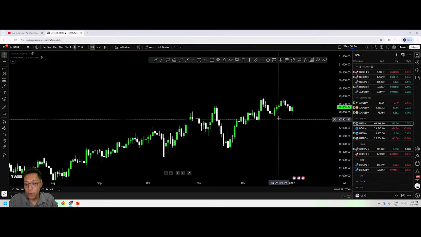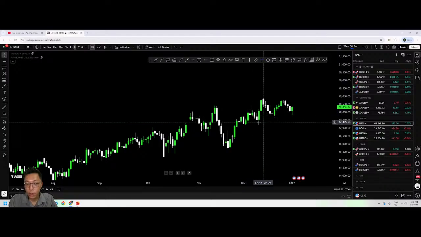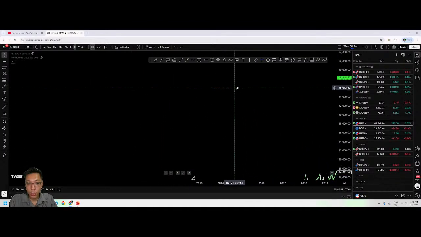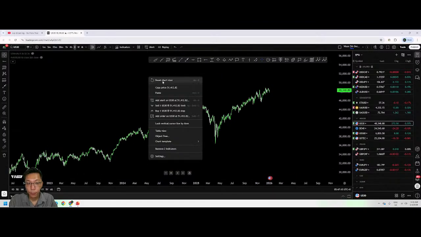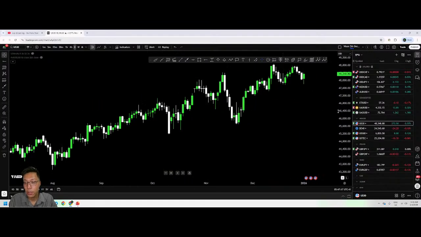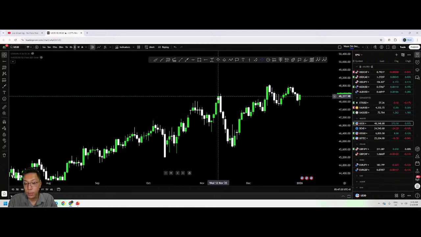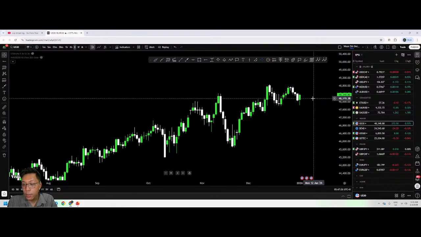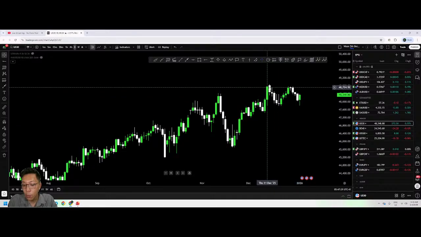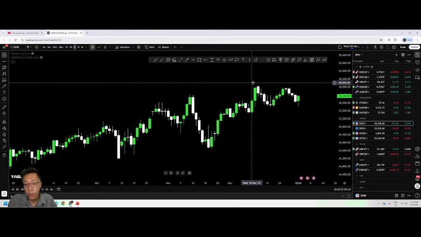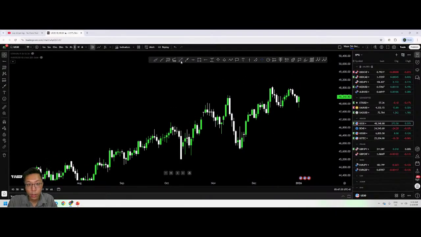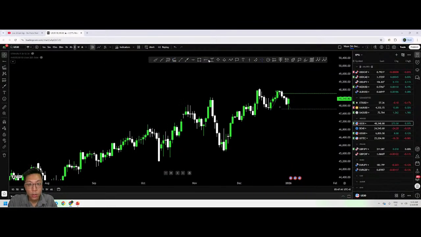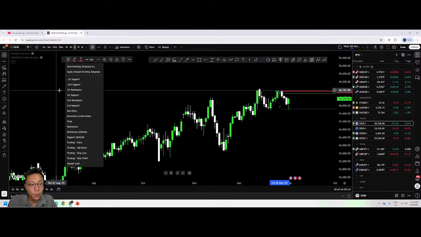So for indices, let me take a look. US 30. It hit the all-time high previously in December, and price is currently somewhat close to the all-time high. So what you could possibly look at is, let me see, this could be my first resistance area.